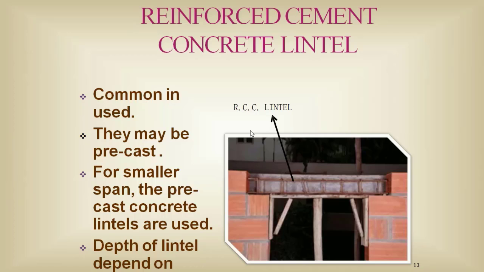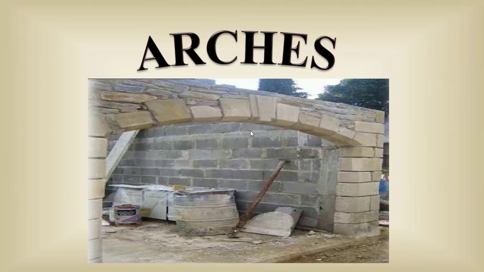Next is the lintel with chhajja protection. The chhajja projections are connected to the lintels. These projections protect door and window frames from the direct contact of sun and rain. So the next topic is arches.